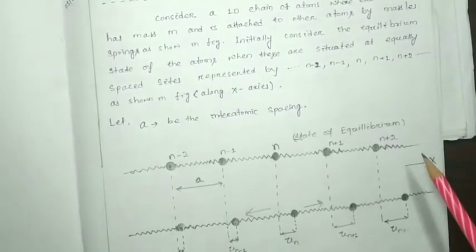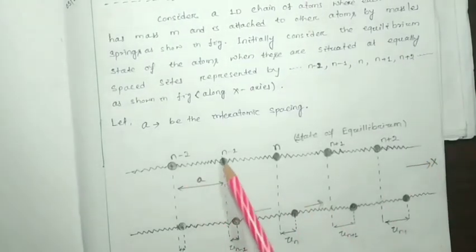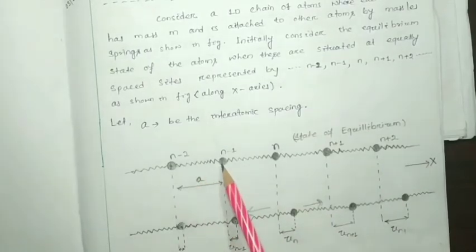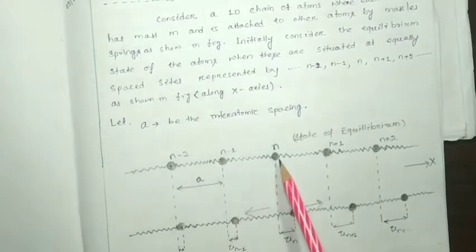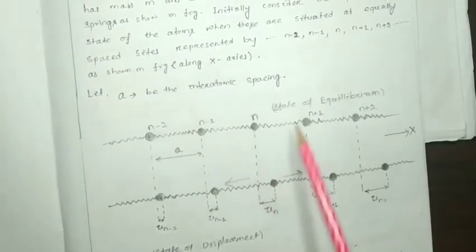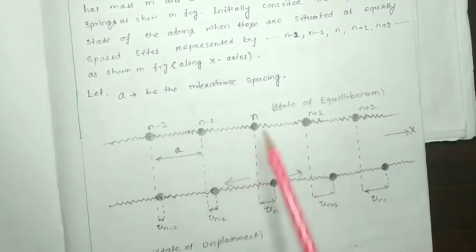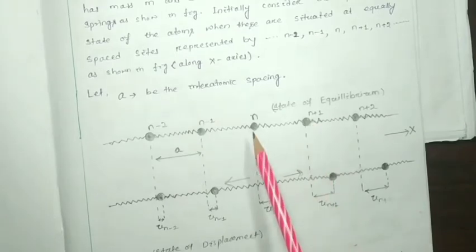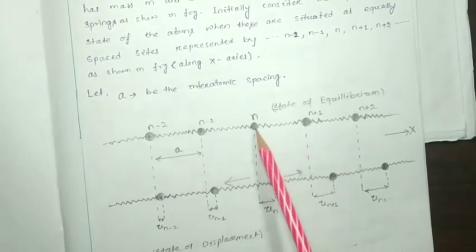Here we have considered this model as a spring, that means each atom is attached to its neighbor atom. Suppose this is the nth atom, and the nth atom is attached to n plus 1 and n minus 1 with a massless spring. And here we have considered that each atom has mass m.